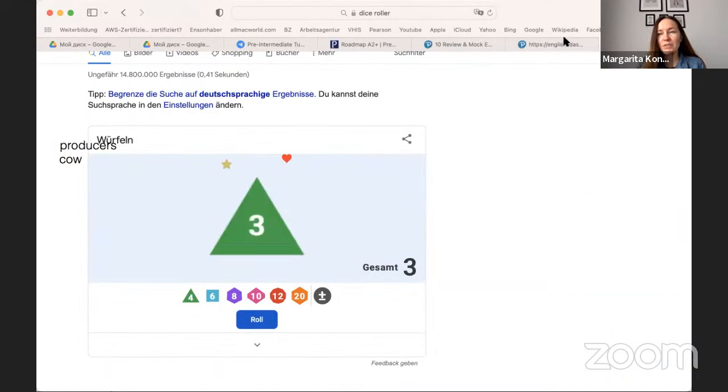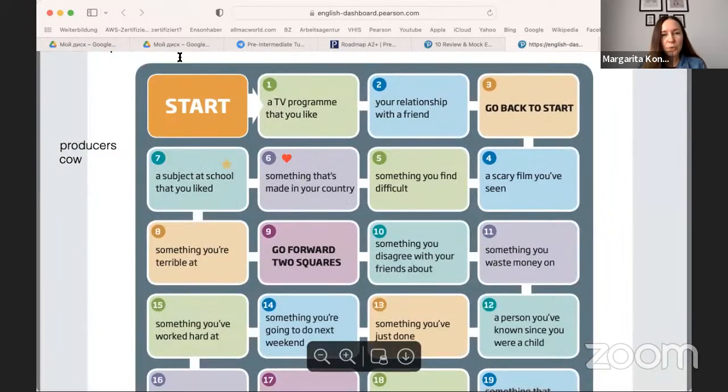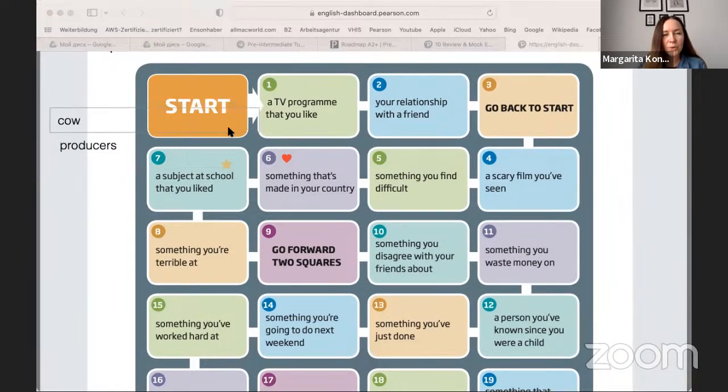It's 3 for me. Where am I? Here, so I'm at number 10. Something you disagree with your friends about. Oh, it's an interesting question.